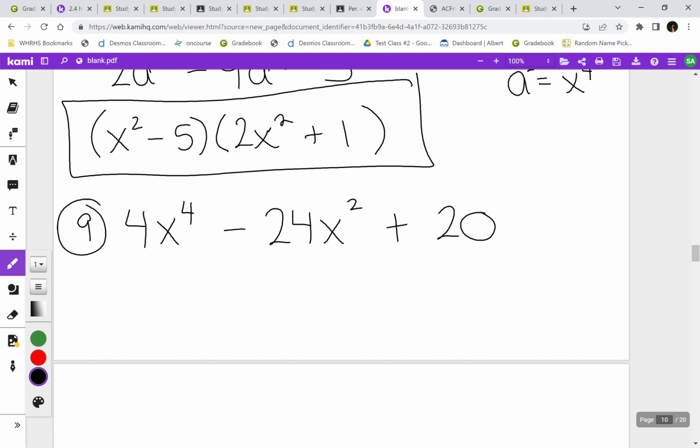So you all started this. What should you have done first? I'm not looking for the answer. What should you have done first? Dylan. Good, GCF of 4. You all should have done a GCF of 4.